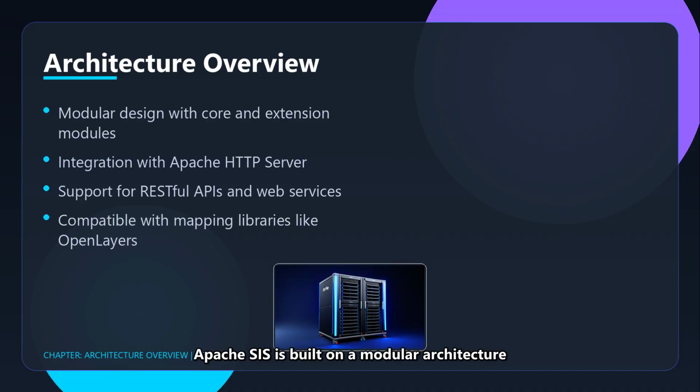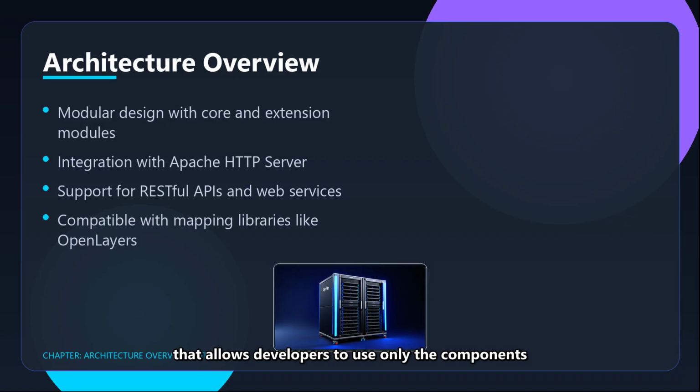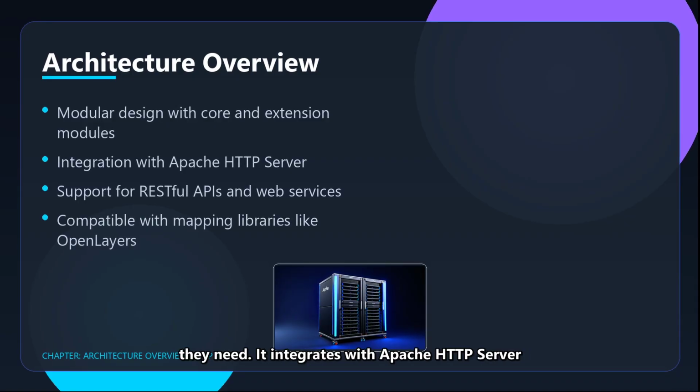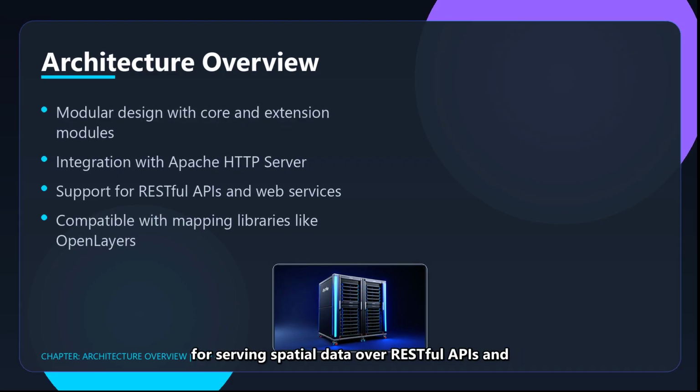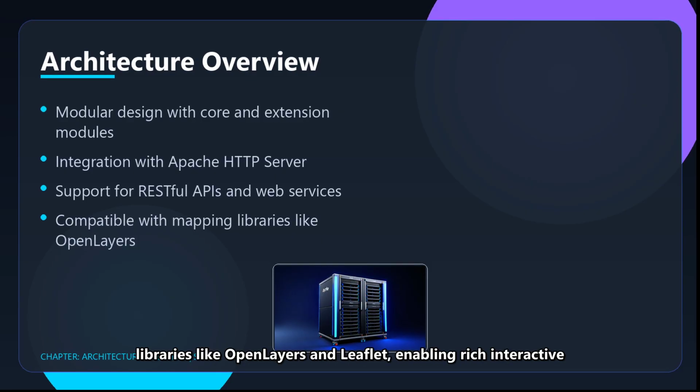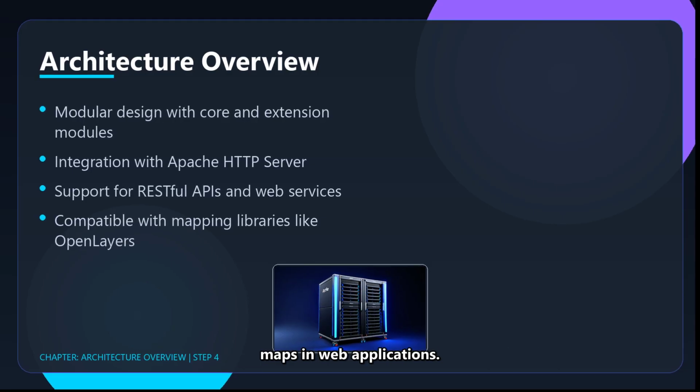Apache SIS is built on a modular architecture that allows developers to use only the components they need. It integrates with Apache HTTP Server for serving spatial data over REST APIs and web services. This makes it compatible with mapping libraries like OpenLayers and Leaflet, enabling rich interactive maps in web applications.